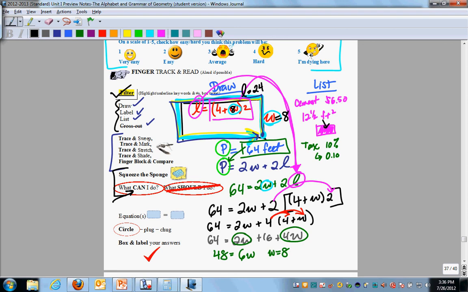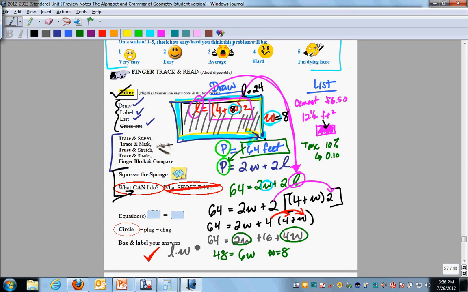Now, a patio. Patio is not a border issue. A patio is an issue of, can you shade that for me, please? Physically shade it. It's an area concept. Let's write out the area equation and see what we can do with that.